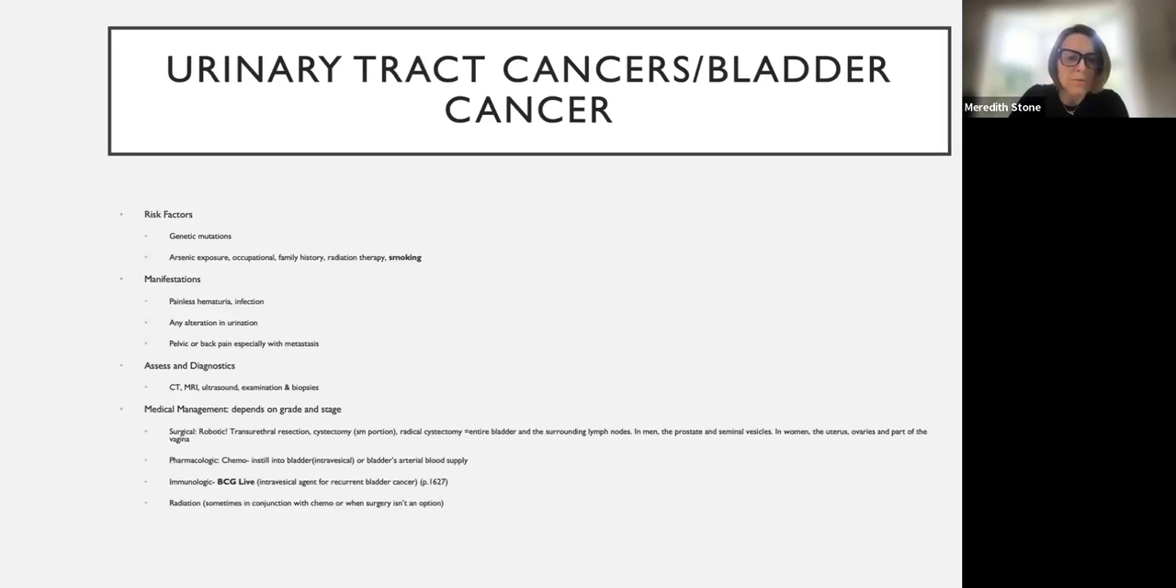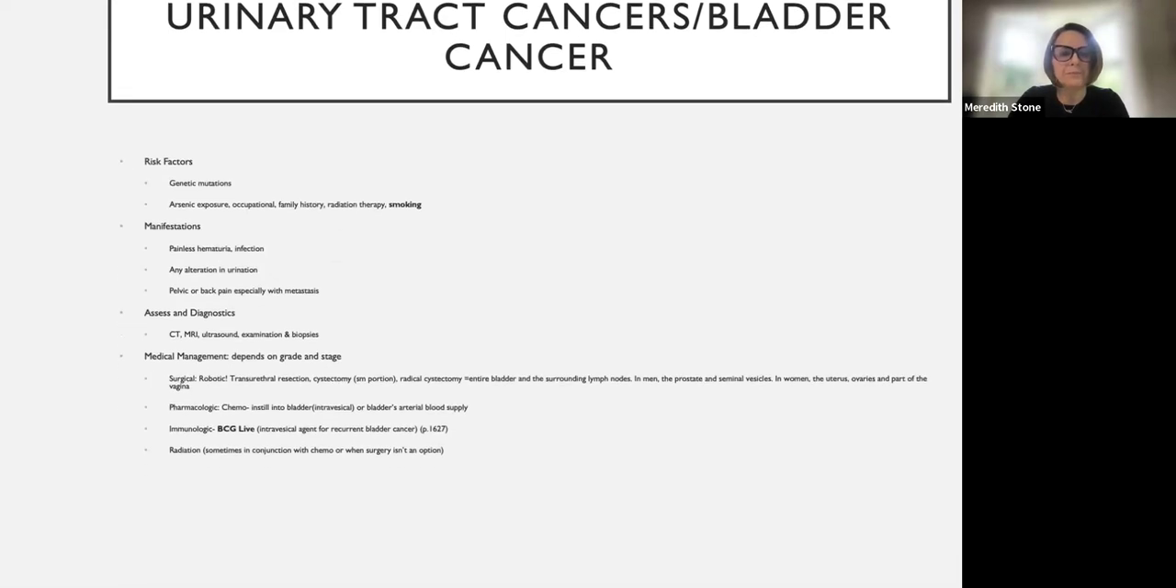Pharmacologically, they can do chemotherapy where they instill the chemotherapy right into the bladder. That's called intravesical, or they can use typical chemotherapy, which is going to go through the systemic system into the bladder's arterial blood supply and then get to the bladder. Also, there's an immunologic BCG live, which is used for recurrent bladder cancers, and then radiation. When surgery is an option, sometimes they'll do chemo and radiation, just like you have learned about with all the other cancers that you've talked about.